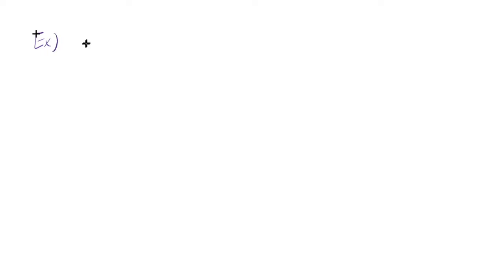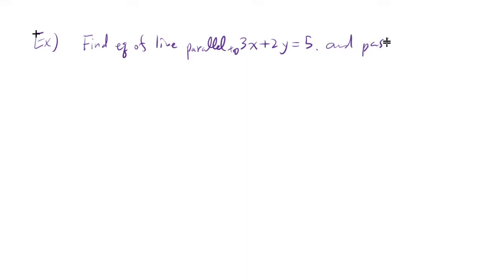Suppose you're given a line, say 3x plus 2y equals 5, and you want an equation of the line parallel to this graph that passes through, say, negative 3, 1. How do we solve such a question?